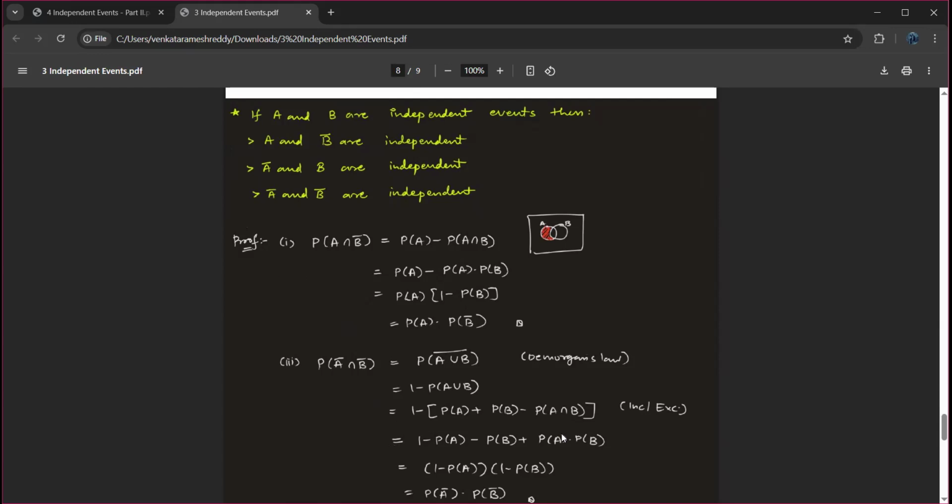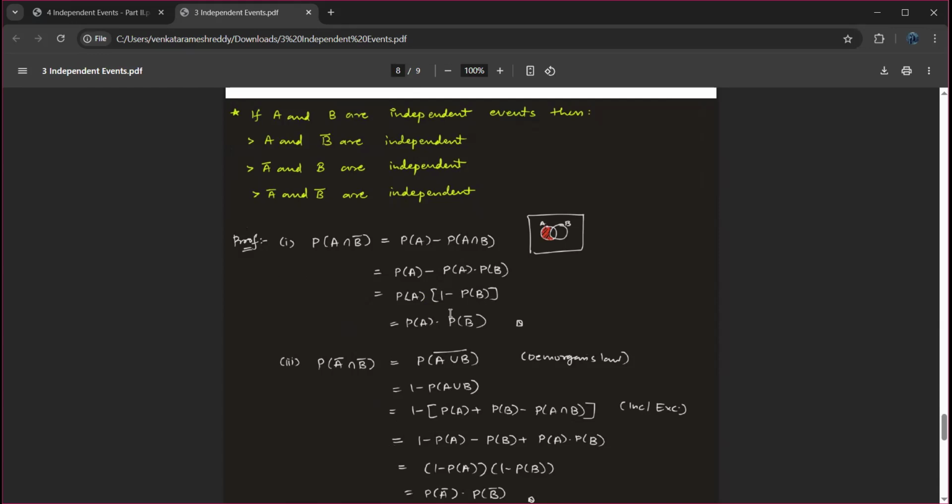Now we will see the proof. If A and B are independent events, then A and B complement are also independent. We will see P of A intersection B complement. We can write this as P of A minus P of A intersection B. So that equals P of A minus, according to independent events, P of A intersection B equals P of A into P of B. From this I am taking P of A common, so I get P of A into 1 minus P of B.